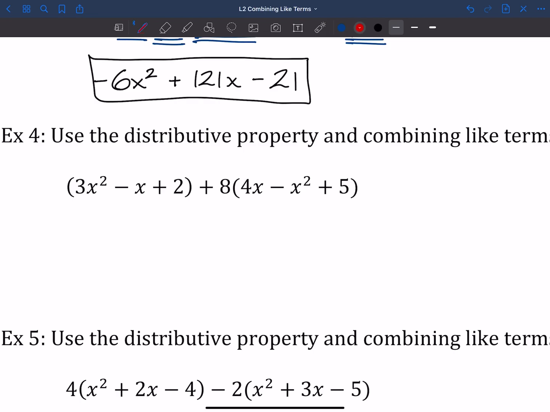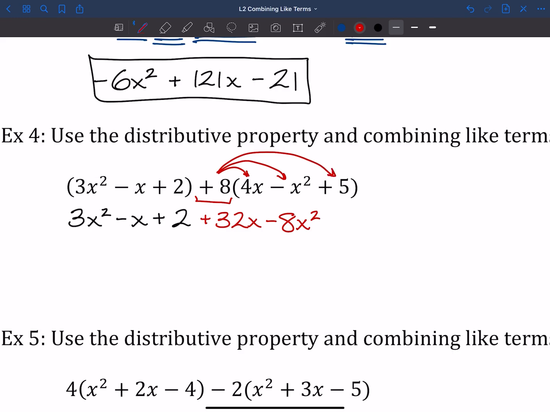All right, so what I'm going to do here is I'm noticing that this first set of parentheses, again, just like the last one, doesn't have anything for us to do with it. So I'm just going to bring it right on down. 3x squared minus x plus 2. The second set of parentheses has this positive 8 that we're then going to distribute in there, right? So that's going to be plus 32x. We got a minus sign there, right? So that's going to end up being minus 8x squareds. And then plus 40 on the end.